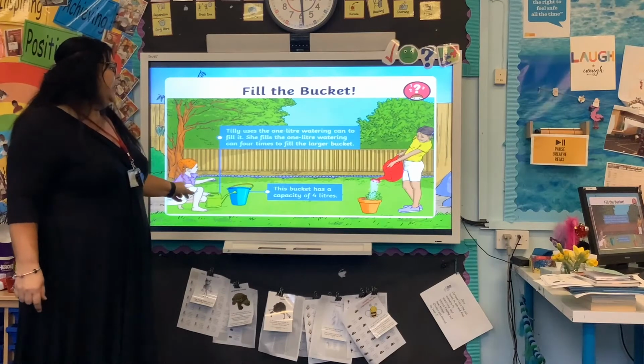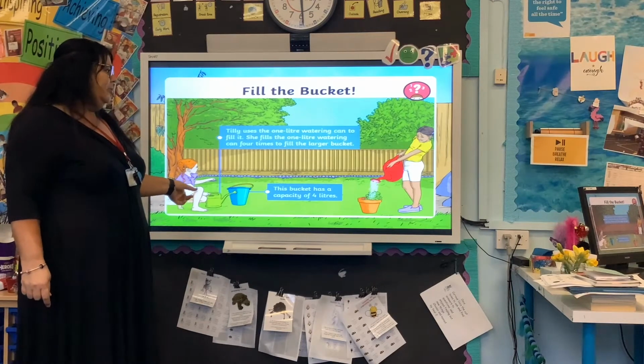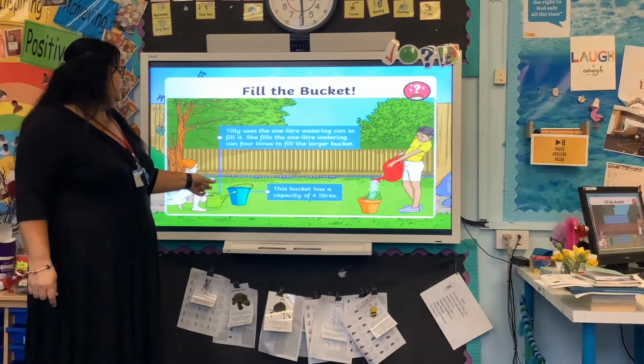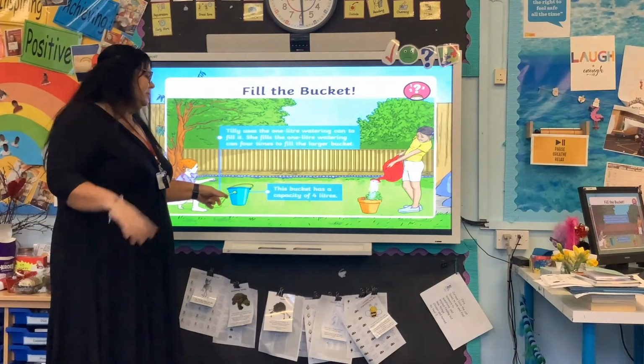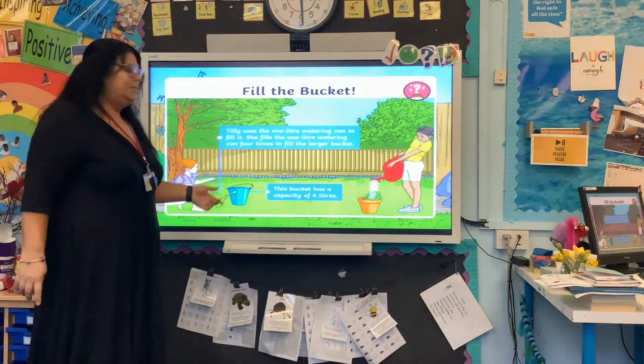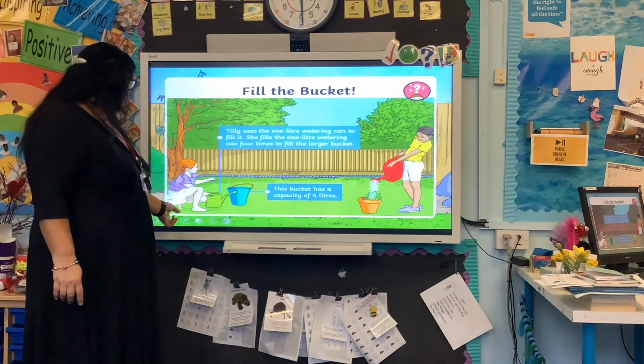Tilly uses the 1 litre watering can to fill it up. She fills the 1 litre watering can 4 times, so then she'd have 4 litres. That makes sense, doesn't it? So that's the capacity.